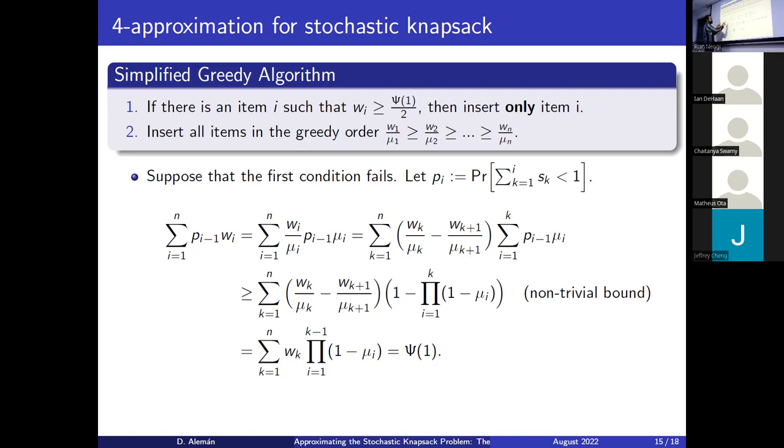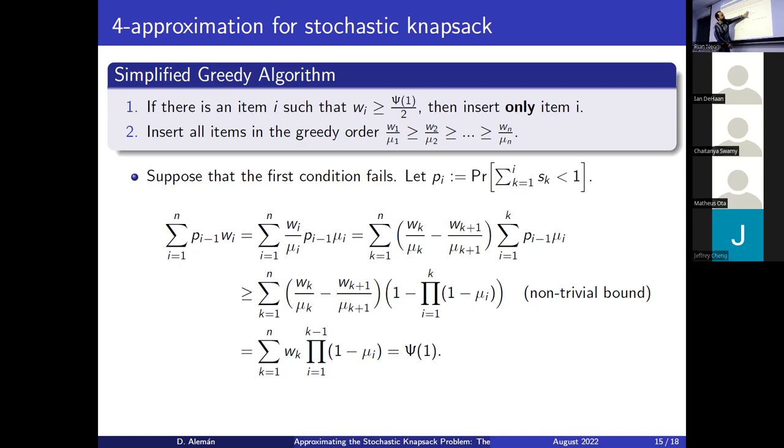So this summation is equal to this, and just multiply by mu i. We can rearrange those terms to obtain this inequality. So far, nothing fancy has been done. And then one can show that for every k, this bound follows.